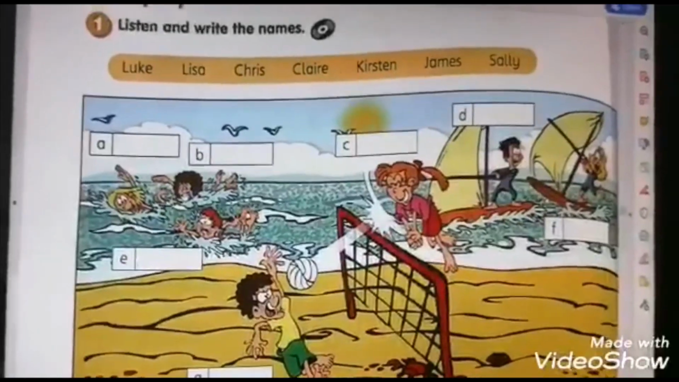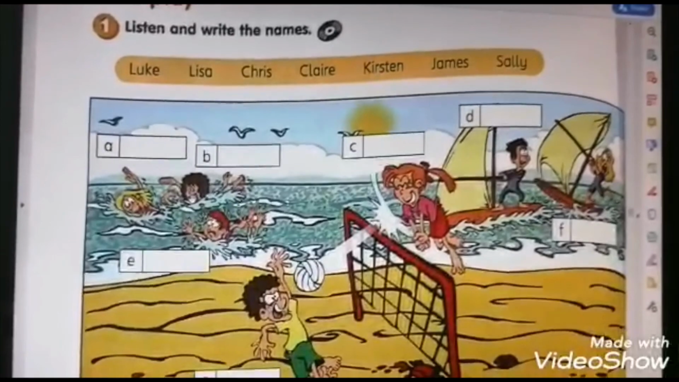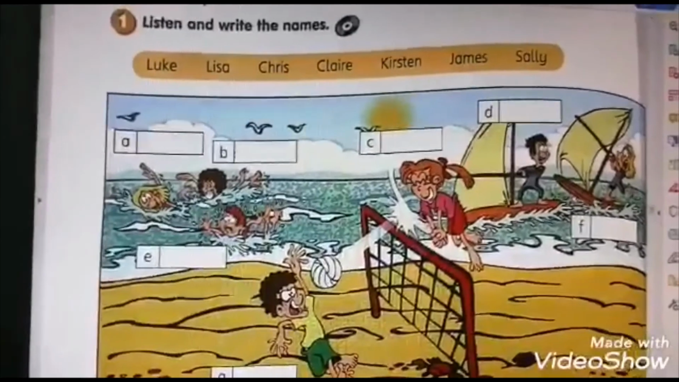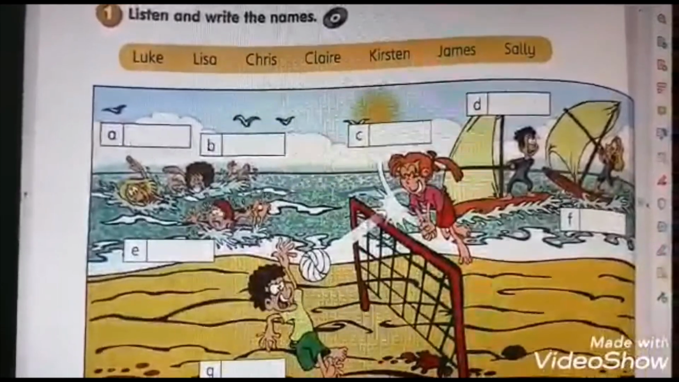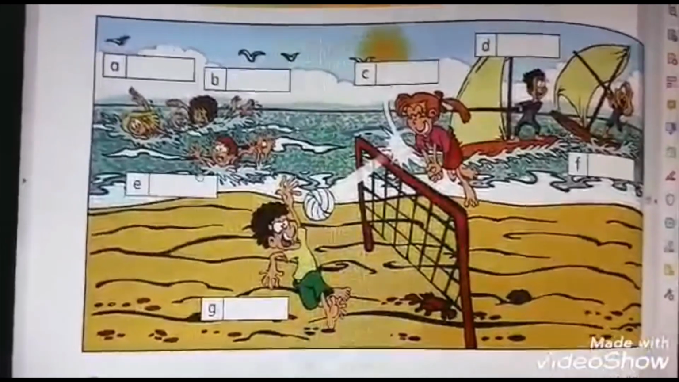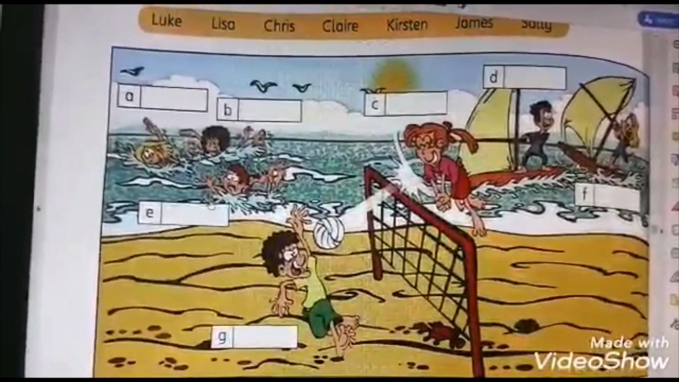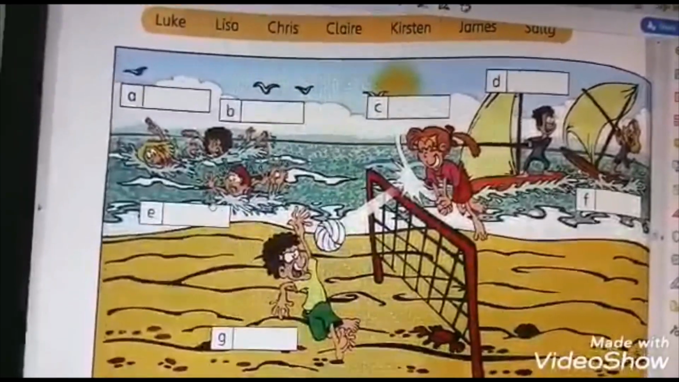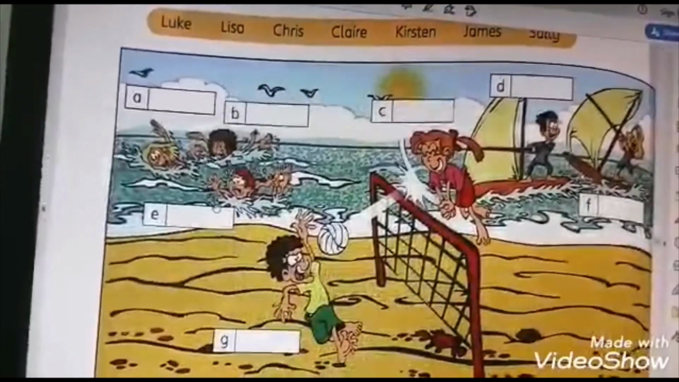So open your workbook to page number 80. Look at activity 1. Listen and write the names. As you can see, there are some names written: Luke, Lisa, Chris, Claire, Kristen, James, Sally. Look at this picture. As you can see, there are some kids who are having some sports activity. So you are going to hear the CD about these kids. Look at these activities, listen to their names carefully and write the names according to the numbers. So are you ready?